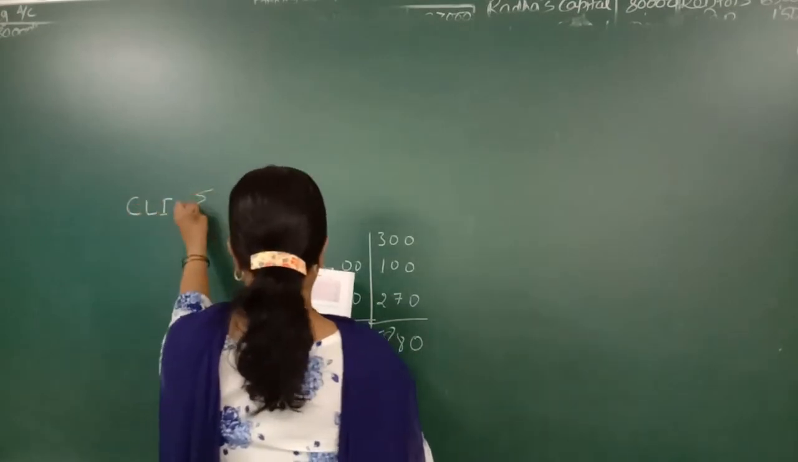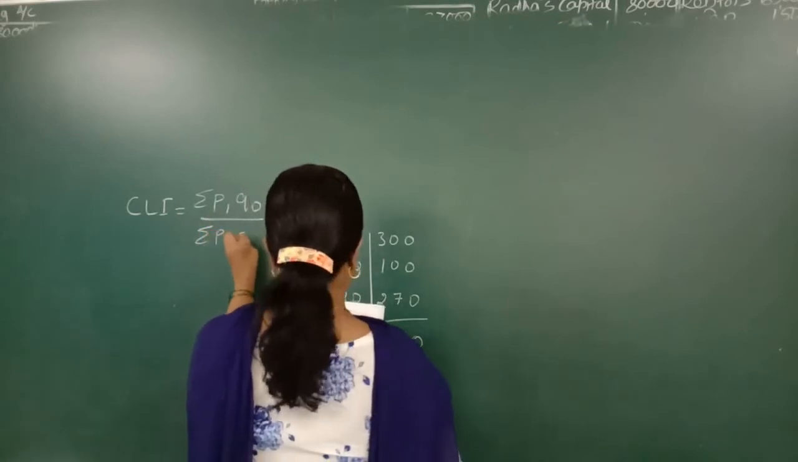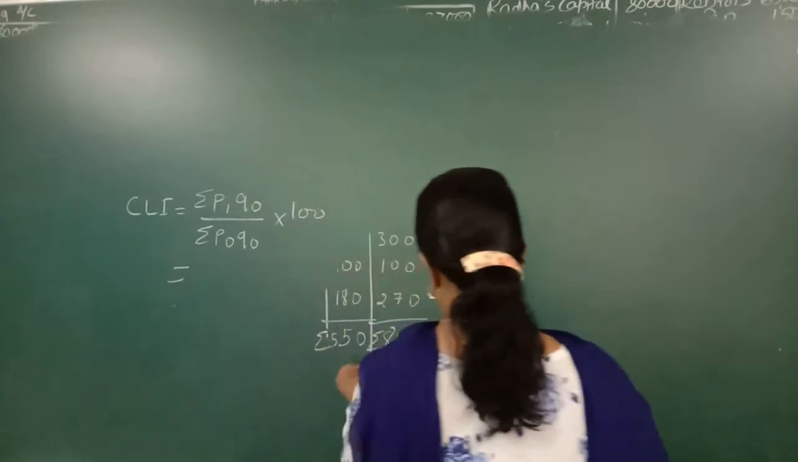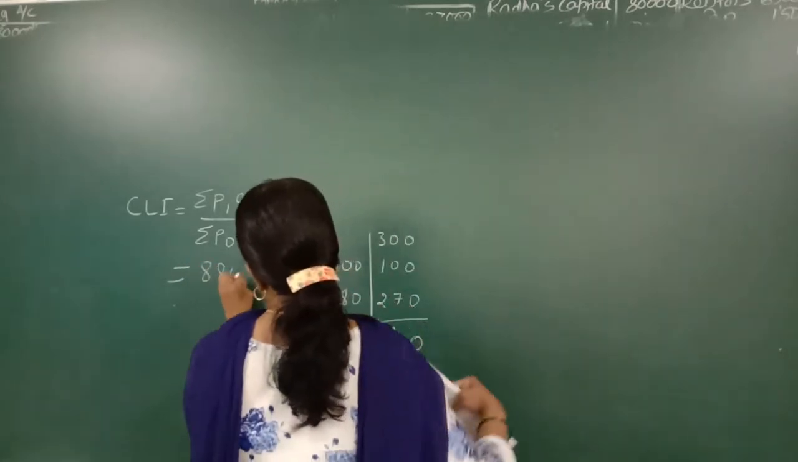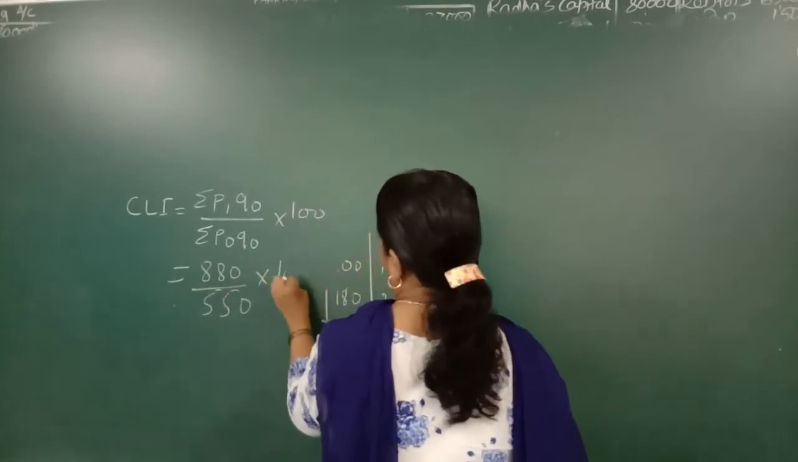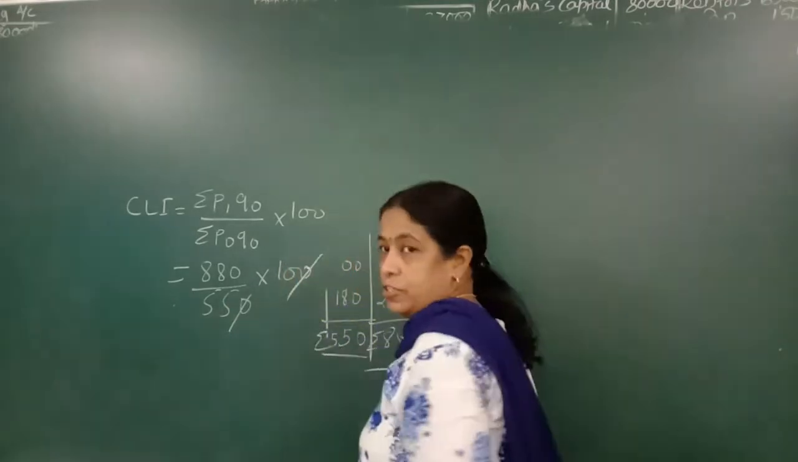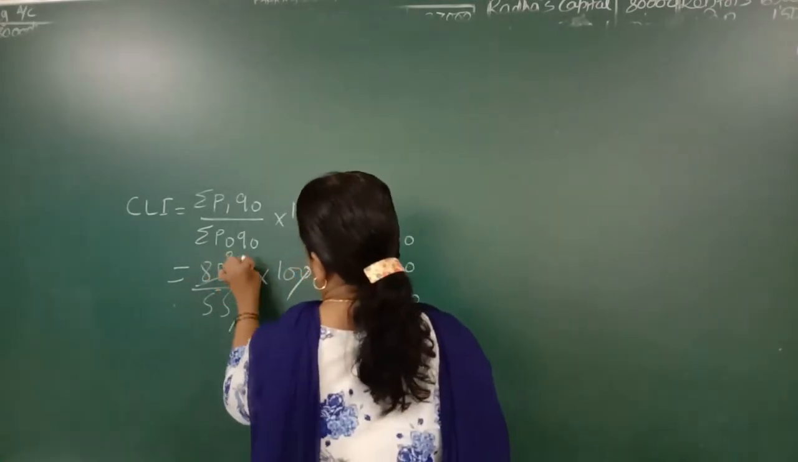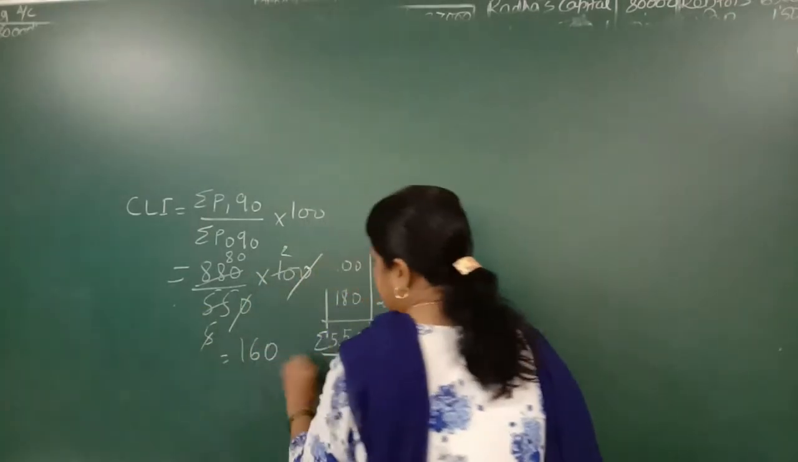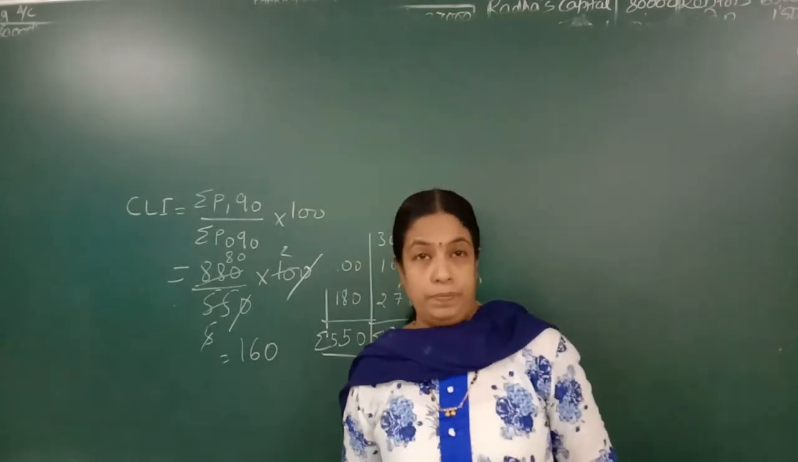CLI is equal to summation P1 Q0 upon summation P0 Q0 into 100. P1 Q0 is given to be 880 upon summation P0 Q0 is given to be 550 into 100. This 0 gets cancelled. So what is the cost of living index?